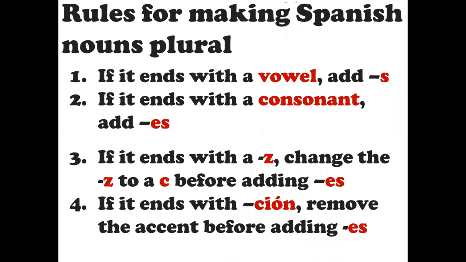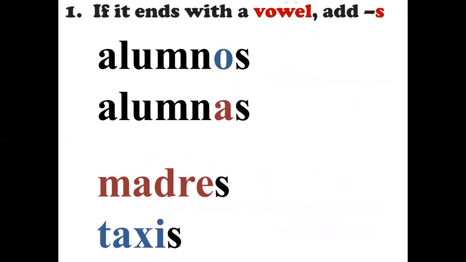There are much more simple rules in Spanish to make a noun plural. Number one, if it ends with a vowel, add an S. Number two, if it ends with a consonant, add ES. And then there are some sub rules for if it ends with a consonant. If it ends with Z, change the Z to a C before adding ES. And then if it ends with ción, you remove the accent before adding ES, which is just a written rule. And that's it. That's how you pluralize nouns. Let's look at some examples. We've got alumnos, alumnas, madres, taxis. All right, if it ends with a vowel, you just add an S.